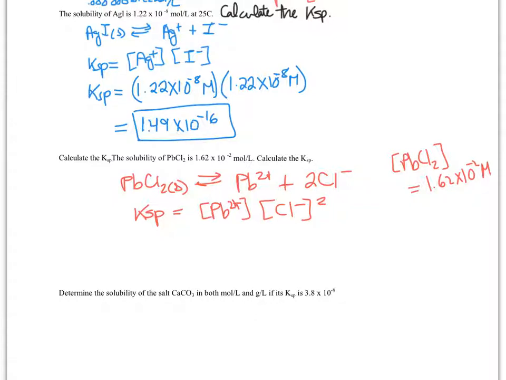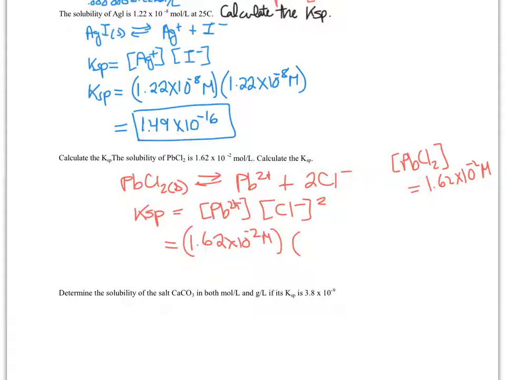And my only sources here of the Pb2+ and the Cl- are from the PbCl2, and it's a 1 to 1 to 2 ratio. So if this is the concentration of my PbCl2, then it's also going to be the concentration of my Pb2+. It's a 1 to 1 ratio, so I can plug that in there. 1.62 times 10 to the negative second molar. That's my Pb2+.